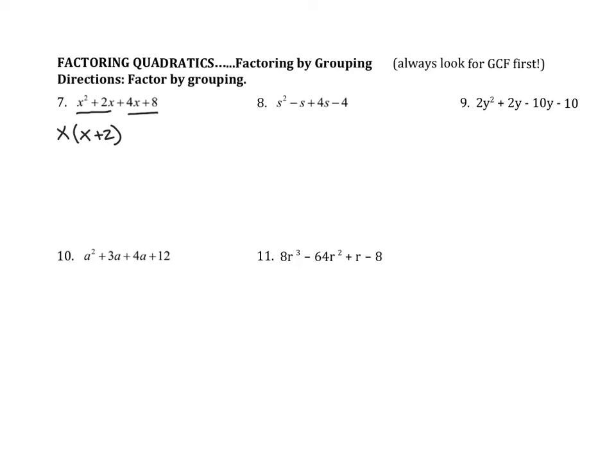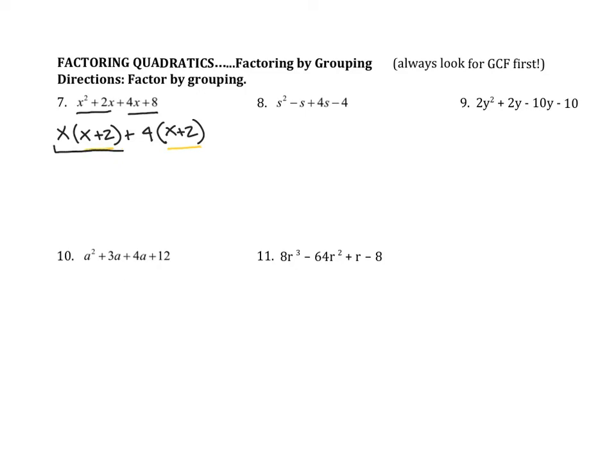So now I pause and look at the 4x plus 8. They both have a 4 in common. So I'm going to factor out a 4 and have an x plus 2. When you get to this step, you should notice that what's inside your parentheses matches. If what's inside your parentheses does not match, you have made a mistake and you need to relook at your setup.